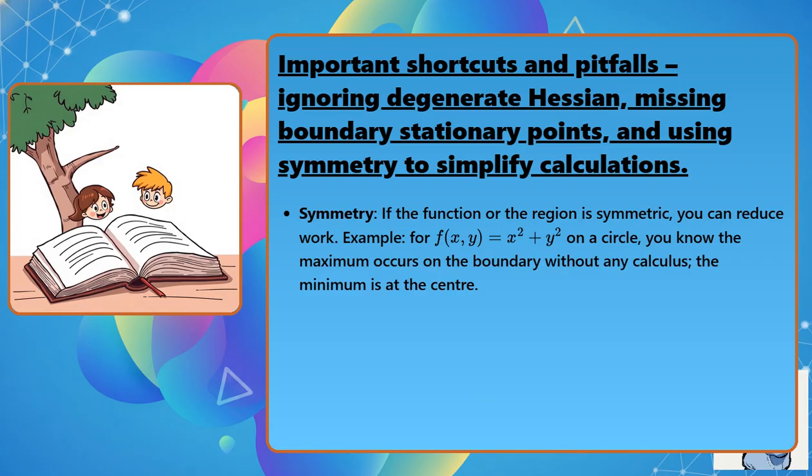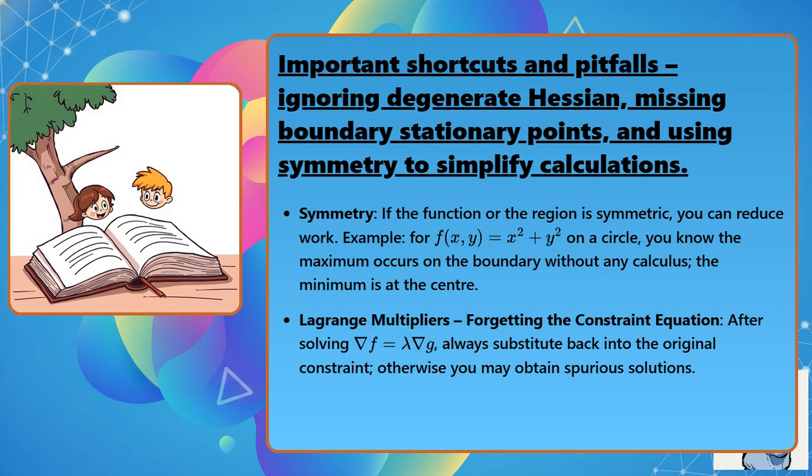Symmetry. If the function or the region is symmetric, you can reduce work. Example. For f of x, y equals x squared plus y squared on a circle, you know the maximum occurs on the boundary without any calculus. The minimum is at the center.